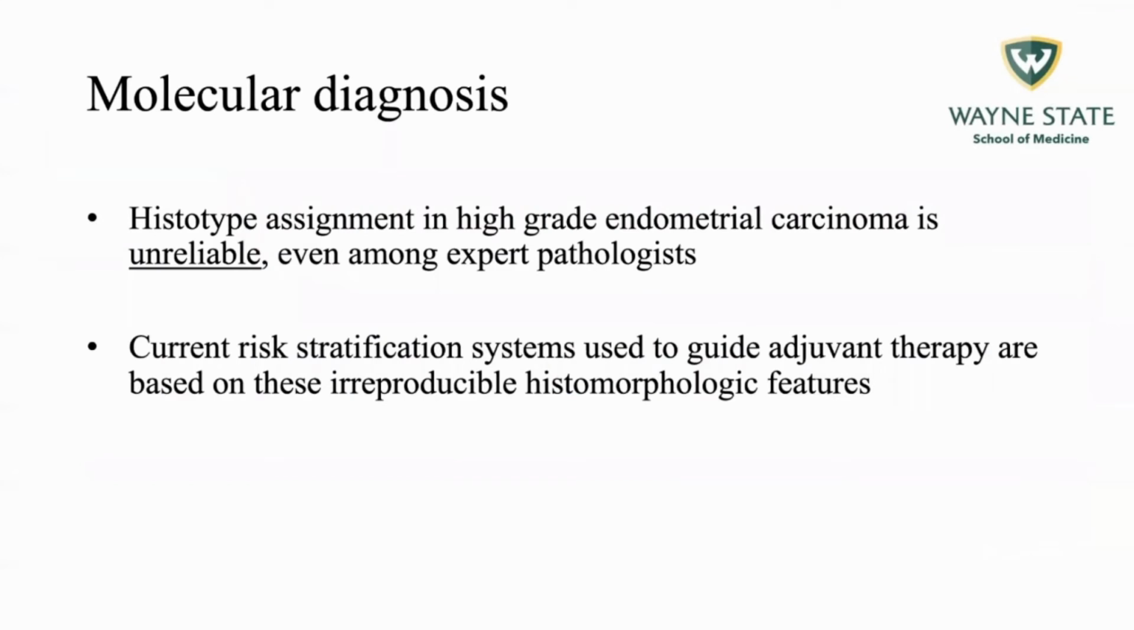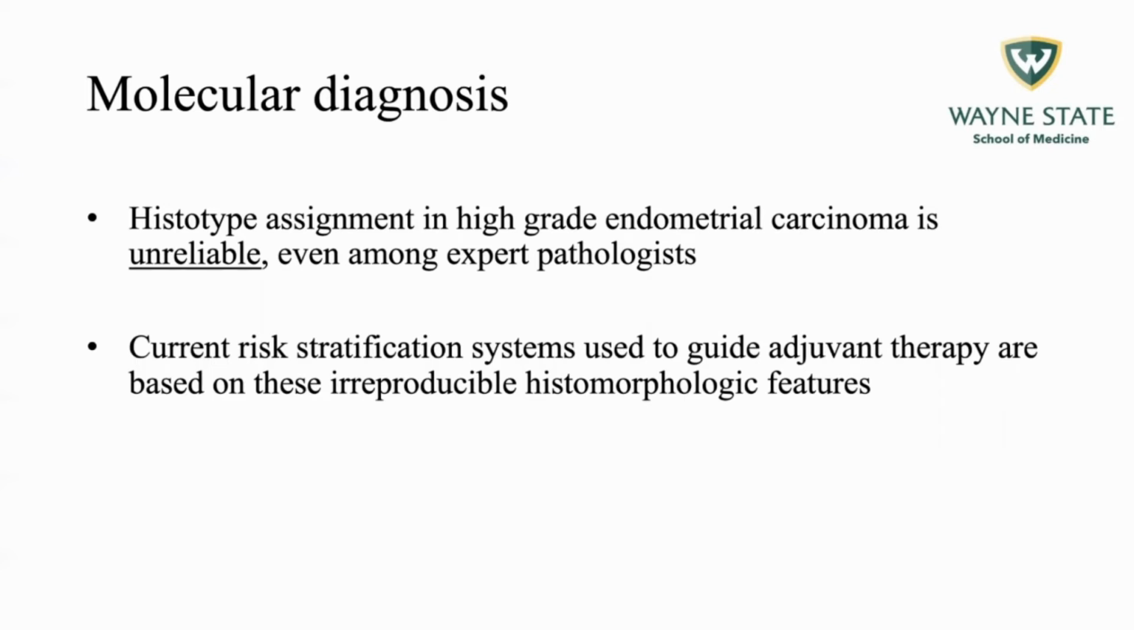So after all of this, I know that the histotype assignment in high-grade endometrial carcinoma is unreliable. So H&E is unreliable, even among expert pathologists, and they reported it in the literature. So we really need more stratification, and particularly to guide the therapy for these tumors.